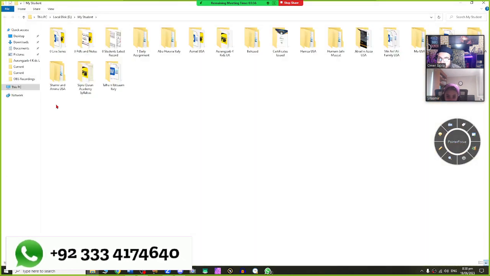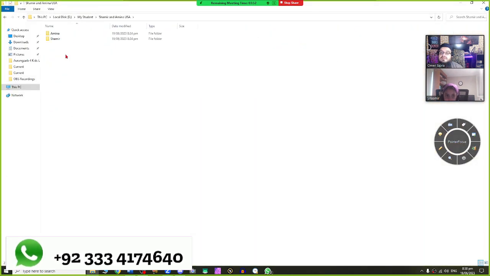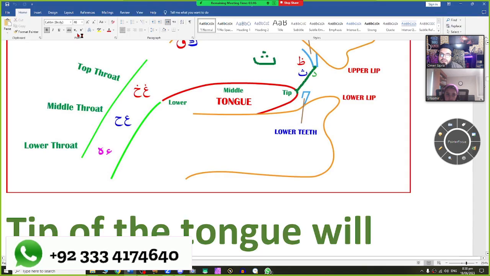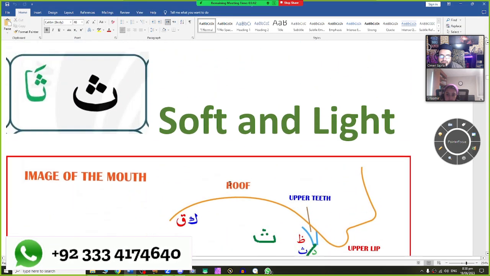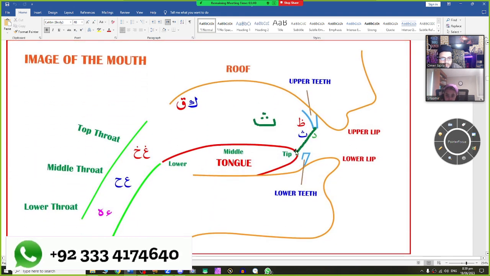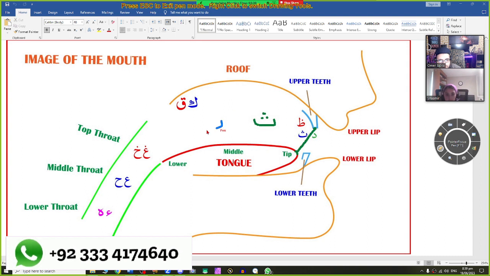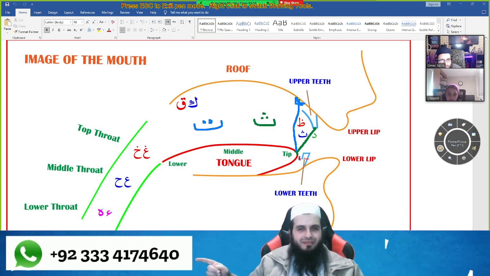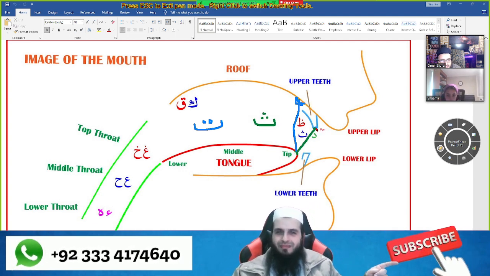I'll show you the difference. As you can see, in the three dotted letter, the tip of the tongue is touching the edge of the upper tooth. But in the two dotted letter, the tip of the tongue is touching this hilly area. So first of all, the difference is in the position.